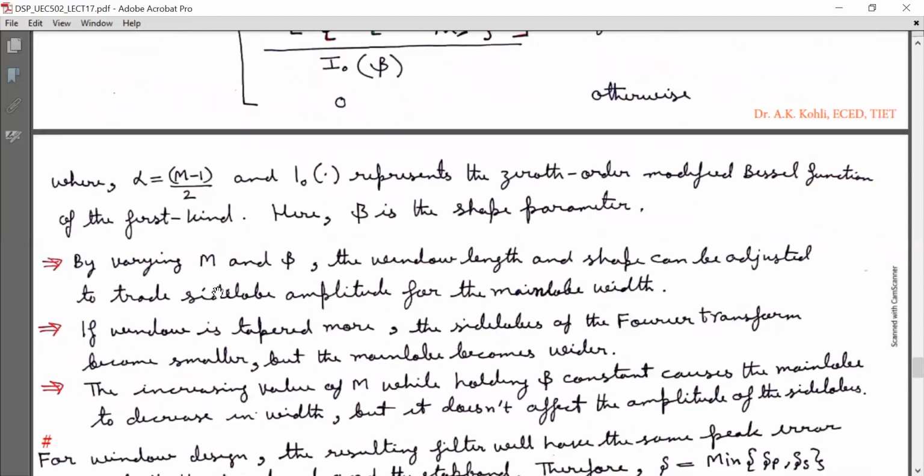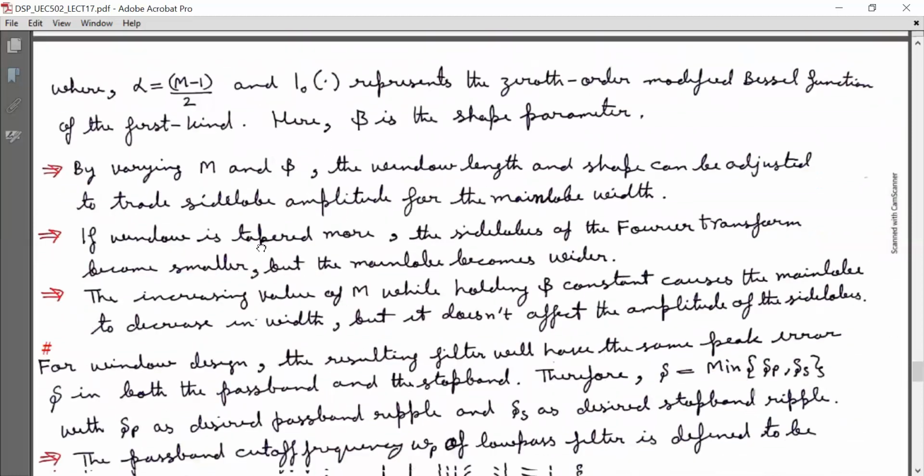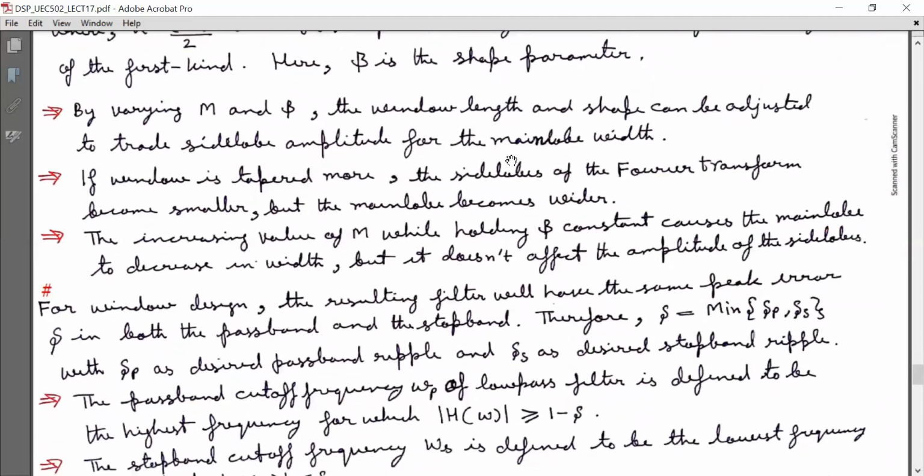By varying M and beta, the window length and shape can be adjusted to trade side lobe amplitude for the main lobe width. If the window is tapered more, the side lobes of the Fourier transform become smaller, but the main lobe becomes wider. Increasing the value of capital M while holding beta constant causes the main lobe to decrease in width, but it doesn't affect the amplitude of the side lobes.